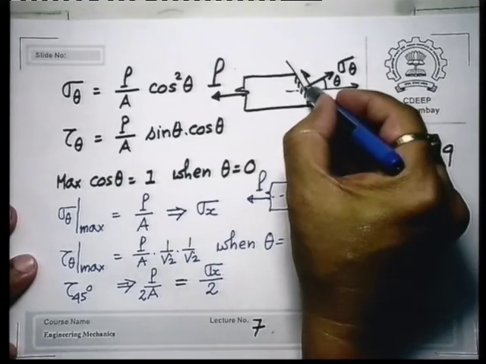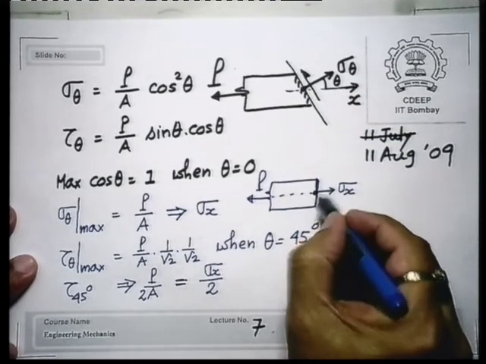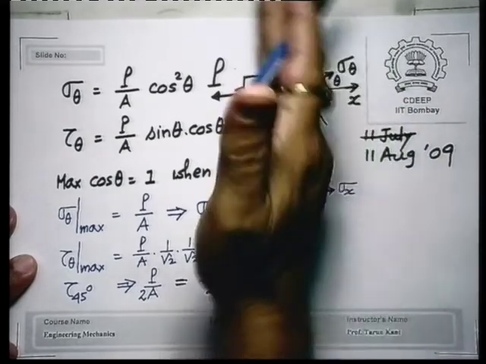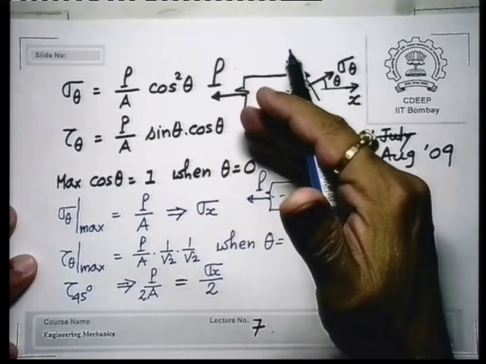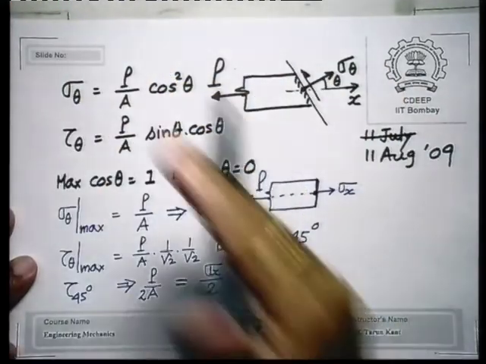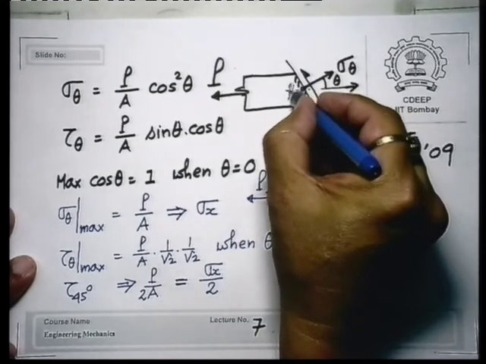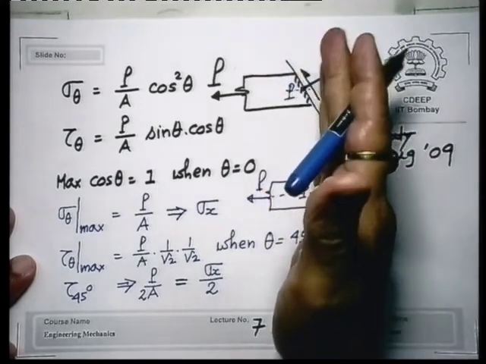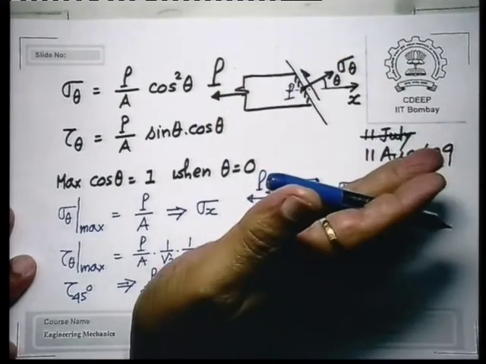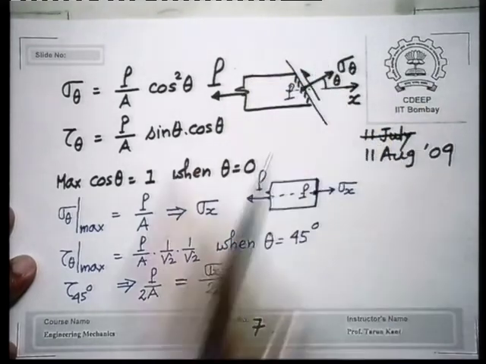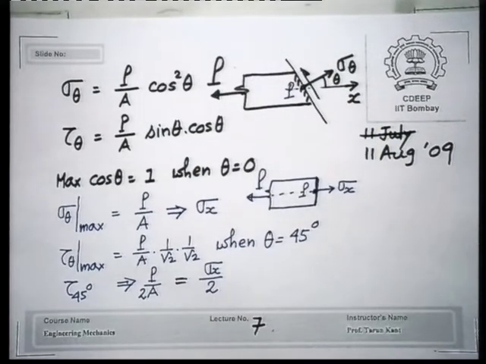Because what we are doing, the point is same. We are cutting this rod by having different inclinations, by a plane passing through the same point P. Here also this point is same. We are cutting by a plane that is having different inclination. So, as you go on, now at 45, what is the value of sigma theta on that plane where tau is maximum?